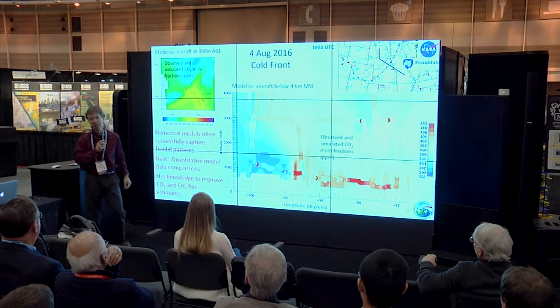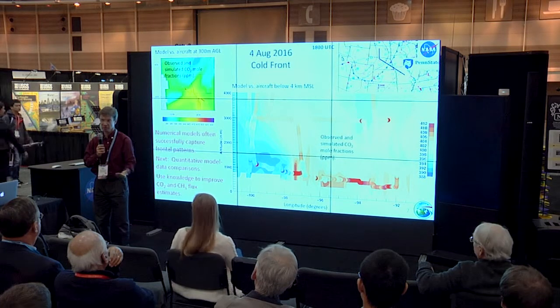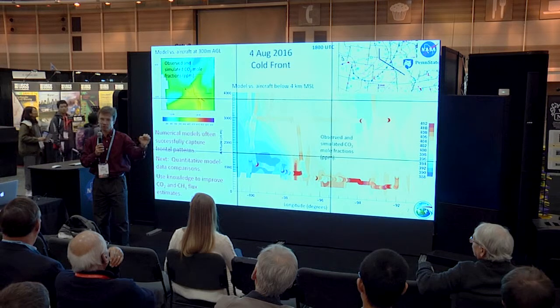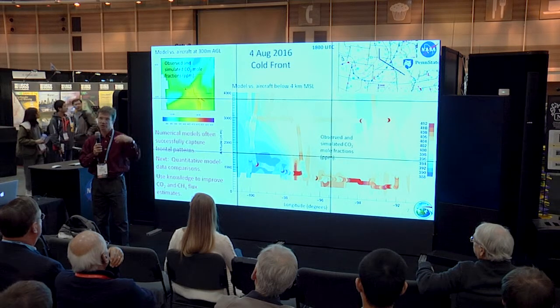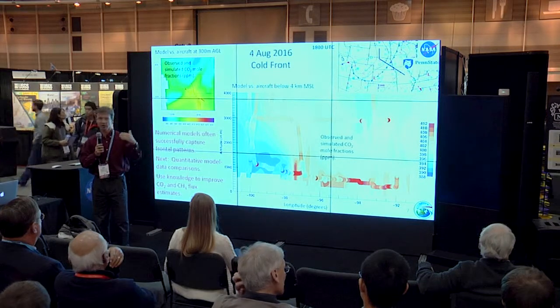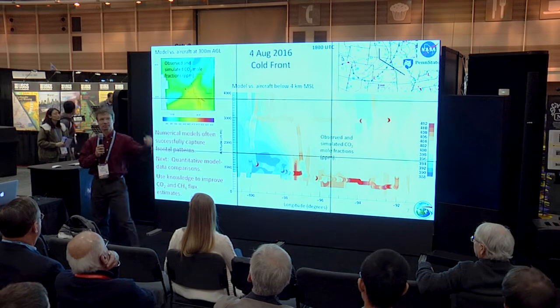So in the future, we have to do quantitative model data comparison with all the flights across all the seasons, composite the performance of the models, look for the biases and the errors, reduce the errors, come back with an improved set of numerical modeling systems to then interpret the data, learn about the sources and sinks of CO2 and methane in the atmosphere. That's my story.